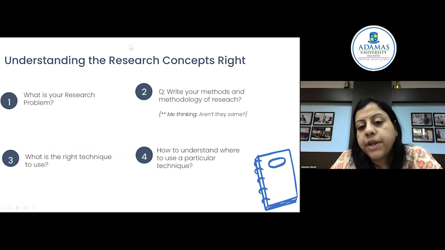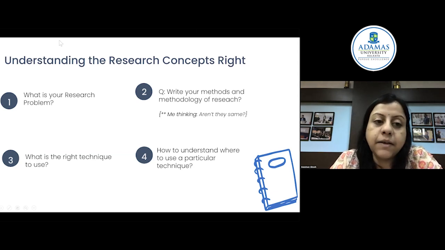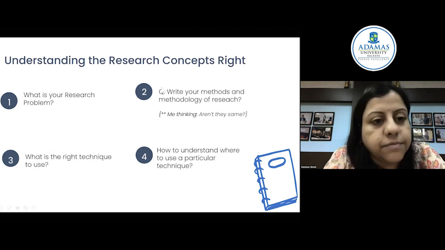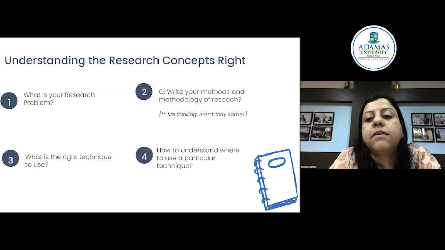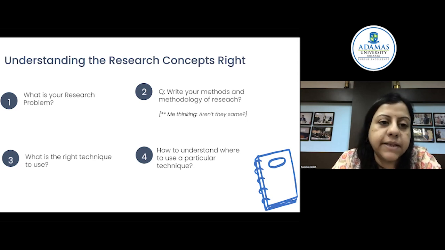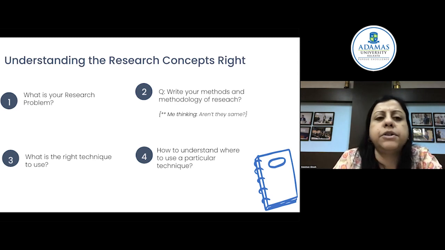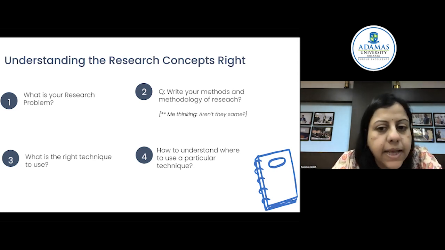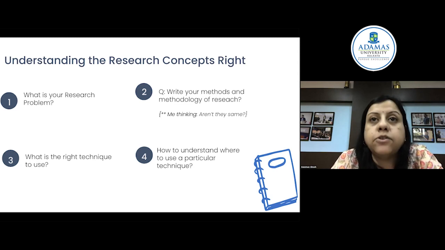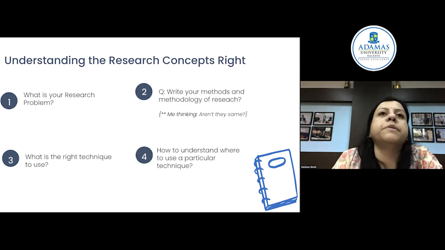Now, the question that I have put in the star mark was actually my inquisitiveness when I was a beginner researcher. I always used to assume that methods and methodology are the same. When people talked about, okay, I have used these methods under the methodology, I never came to the conclusion of why they were talking about methods and methodology, because the literal meanings aren't the same, right? Third is, what is the right technique to use? I think many of you will be confused in this section, that even in quantitative, what is the right technique that I can use? And fourth is how to understand where to use a particular technique.